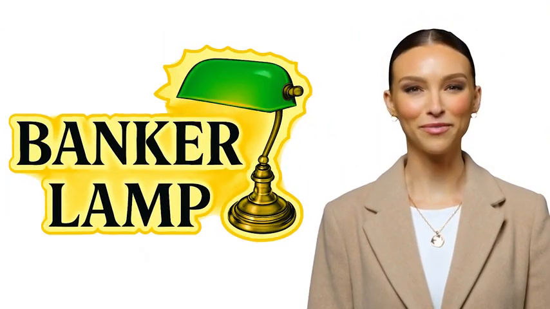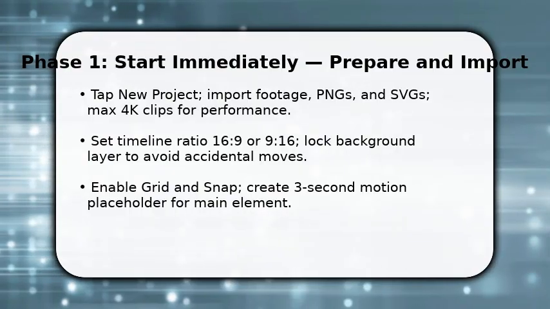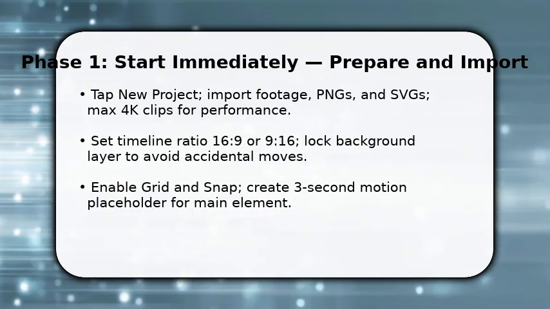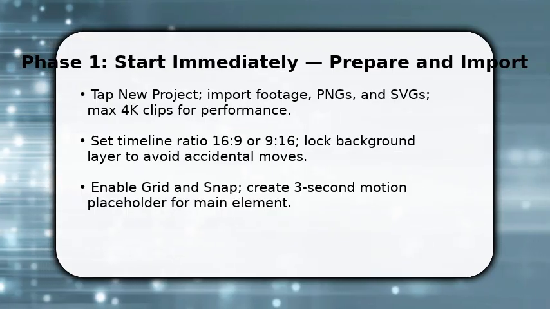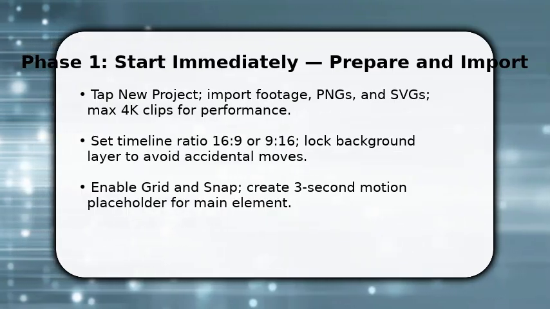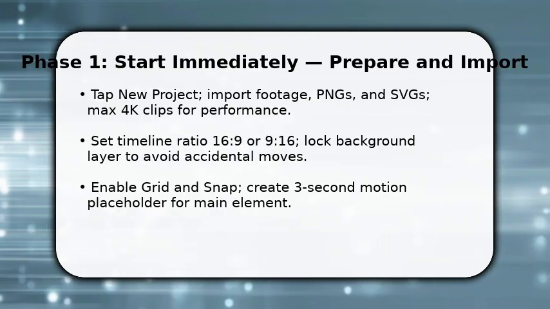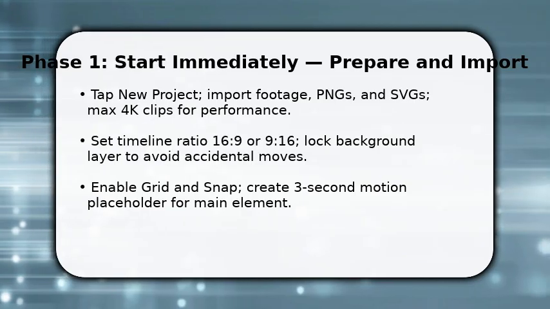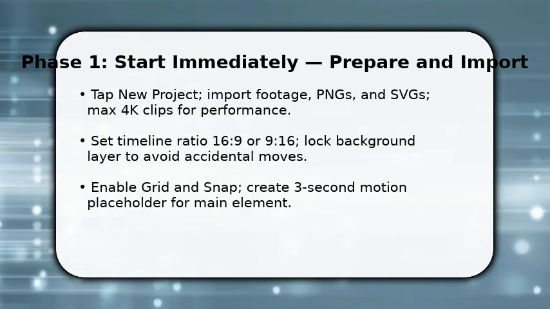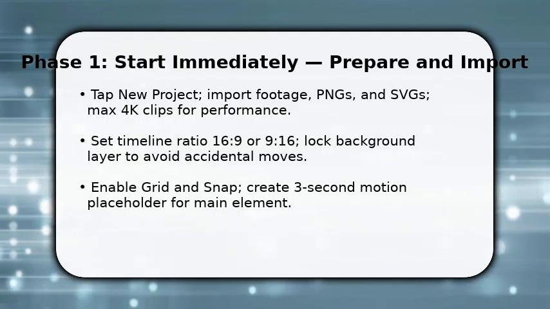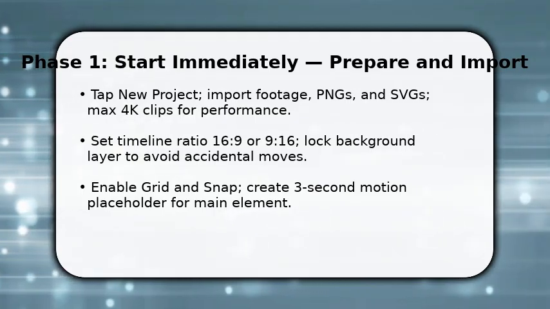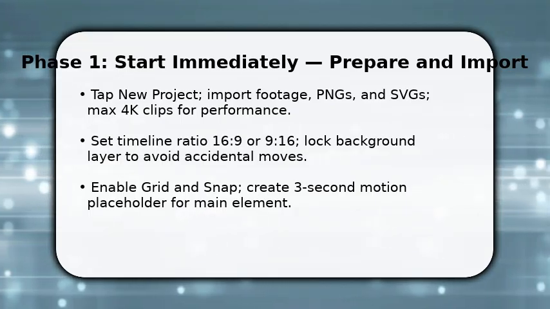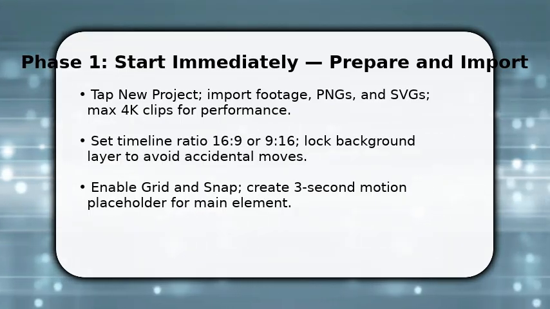Please enjoy the video. You start by gathering assets and acting now. Import your video, PNG, and any SVGs into CapCut. Once done, set the timeline ratio to 16:9 or 9:16, depending on final output. This prevents rework later. Make a temporary 3-second placeholder clip for your main graphic and enable Grid plus Snap so alignment stays precise. Then lock the background layer. This protects your base footage while you animate foreground motion elements.